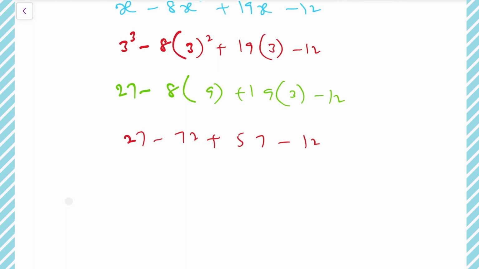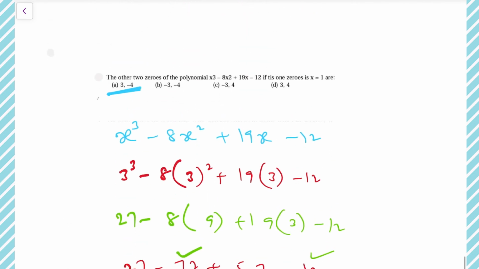Here we have numbers 27 and 57. So 27 plus 57, it is 84. Minus 72 minus 12 is minus 84. 84 minus 84 is 0. So here 3 is a 0. So 3 is 0 means maybe option A or else option D also, because here also 3 only is there. So next minus 4 and plus 4 is there.